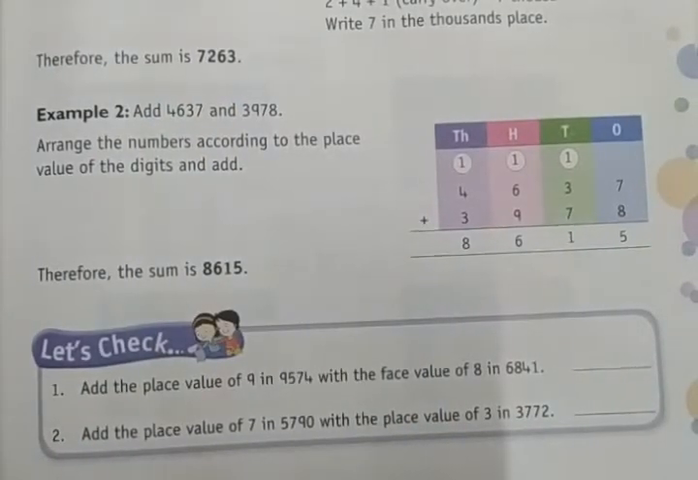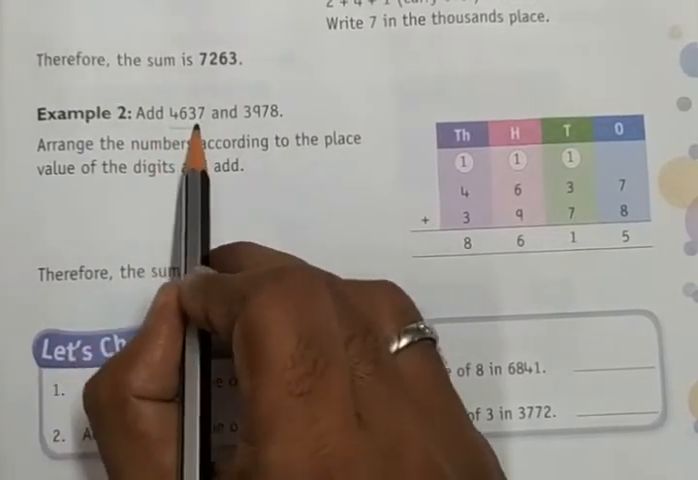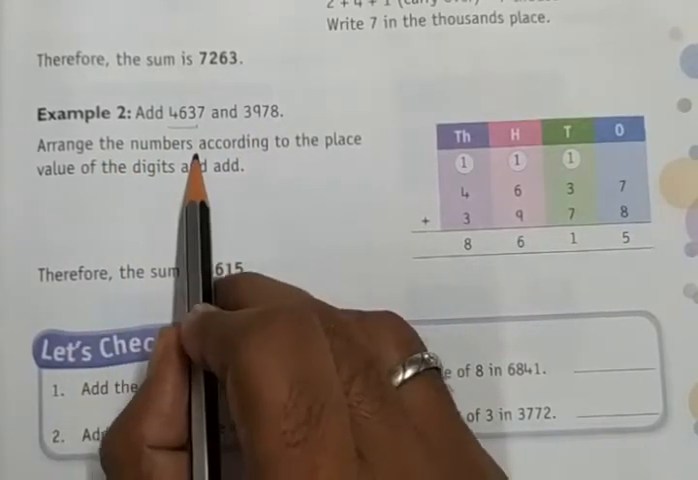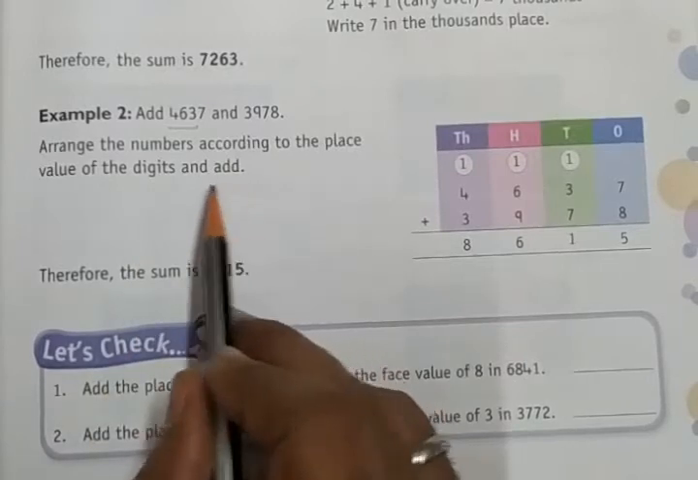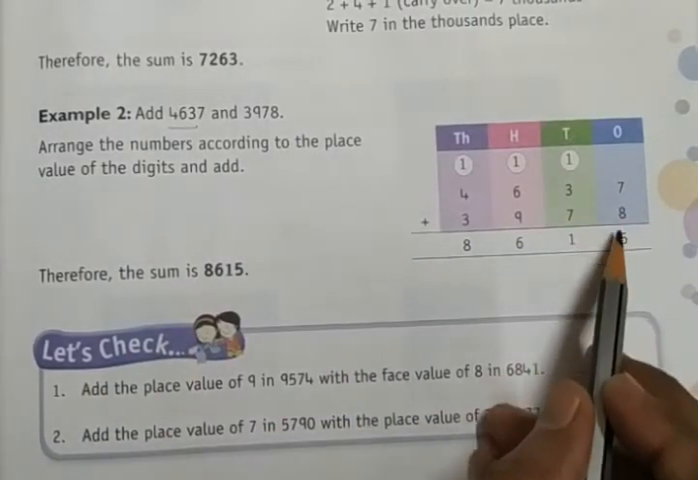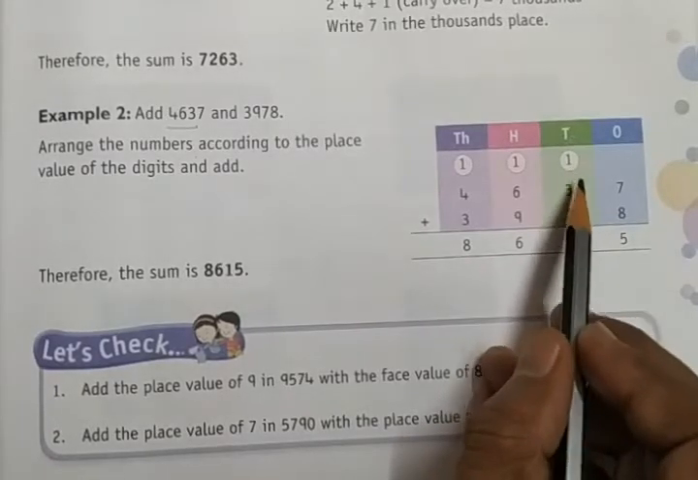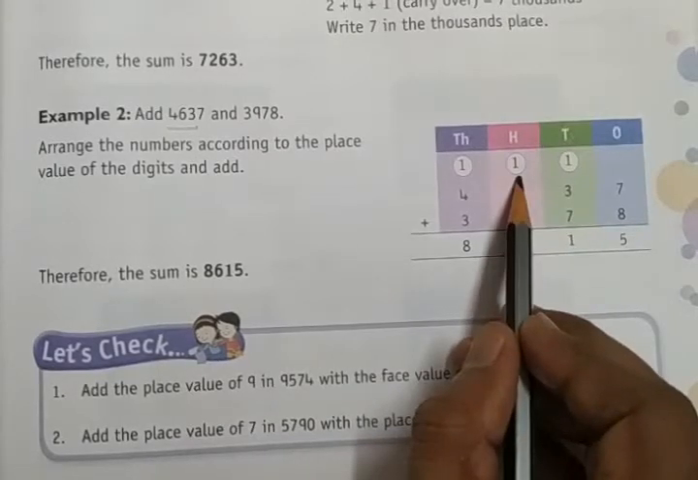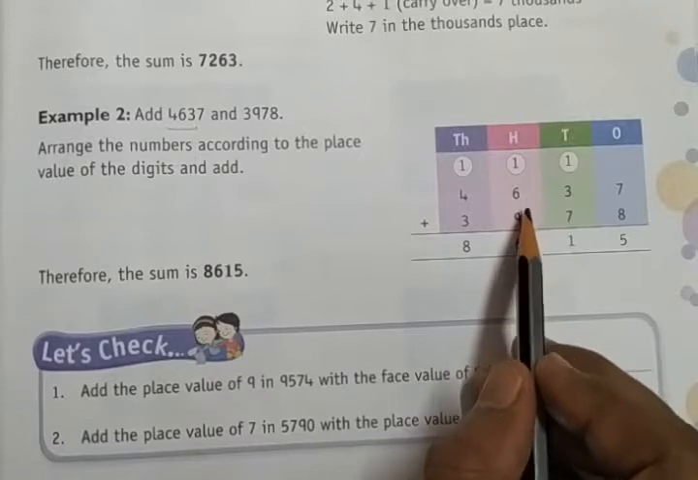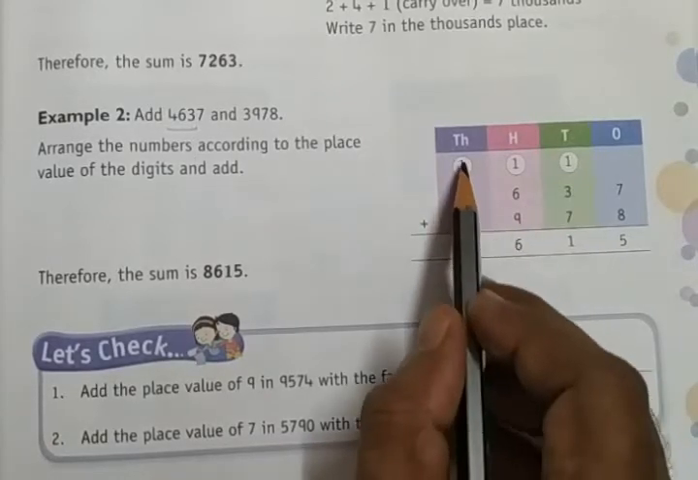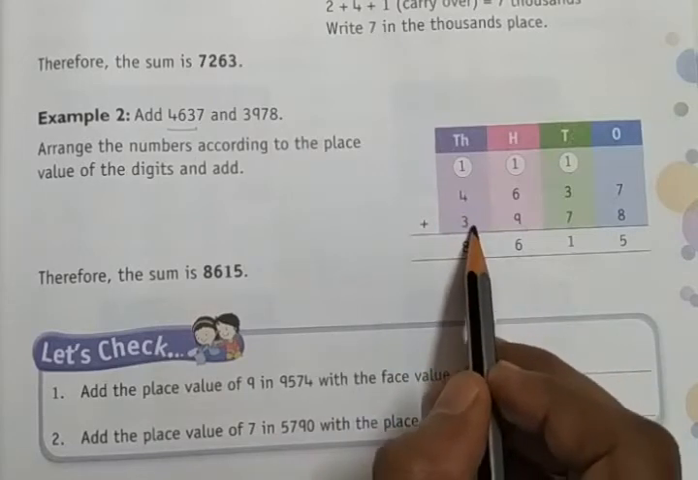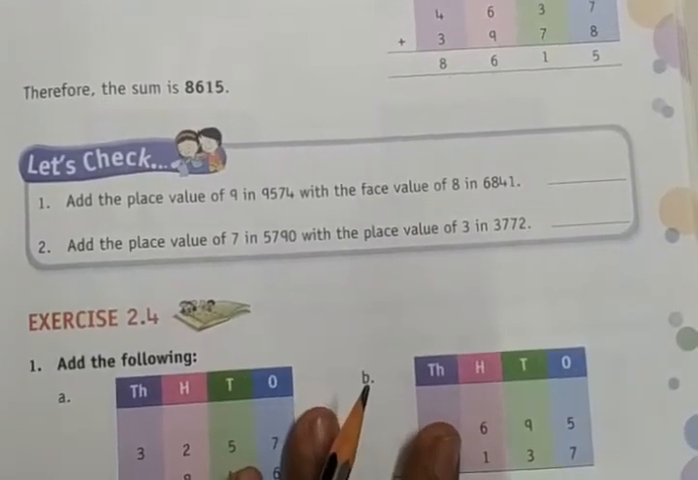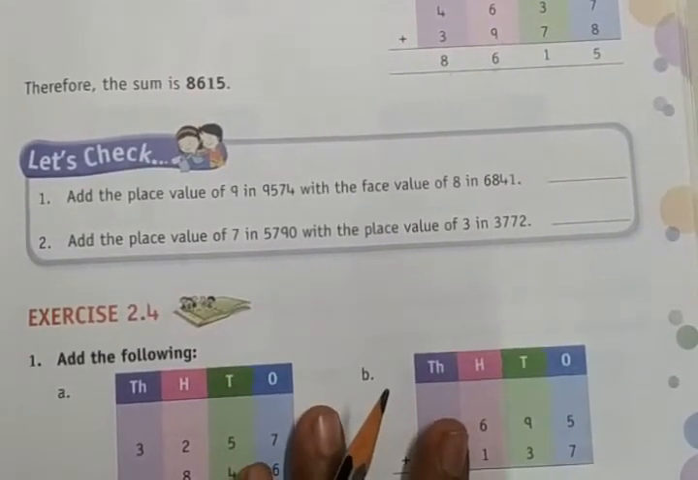Okay, so example 2: add 4,637 and 3,978. Arrange the numbers according to the place value chart and add. So simply, 7 plus 8 is 15, carry 1. 1 plus 3 is 4, 4 plus 7 is 11. Write down 1 here, and carry 1 to the hundreds place. 1 plus 6 is 7, 7 plus 9 is 16. Write down 6 here, carry 1. 1 plus 4 is 5, 5 plus 3 is 8. That's it. This is how we need to solve the sums. Therefore the sum is 8,615.